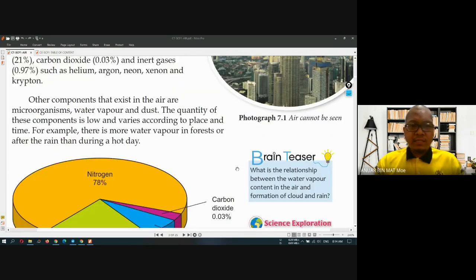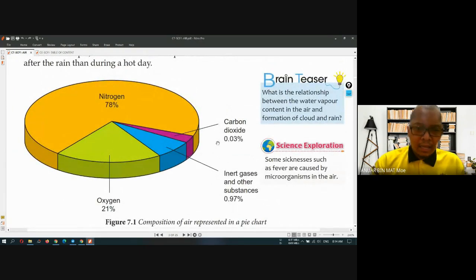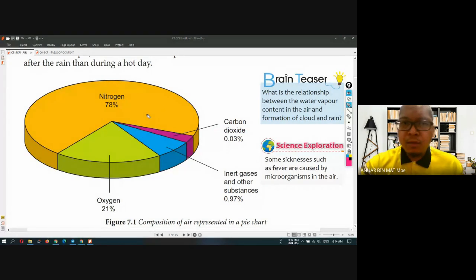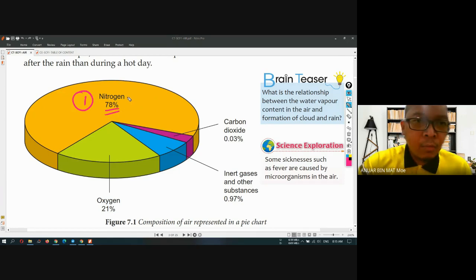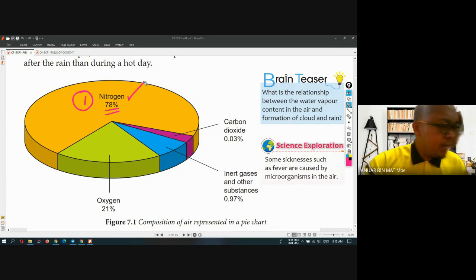air, right? So I jump to the pie chart here. You must understand the pie chart here. It is the composition of the air represented in the pie chart. What I need you to know is the percentage of each gas and what type of gas it is. For number 1, nitrogen consists of 78% of the composition of air around us. Just remember the figure, 78%, and what type of gas it is. This is very important. Until you go to Form 5, you will need to remember this.